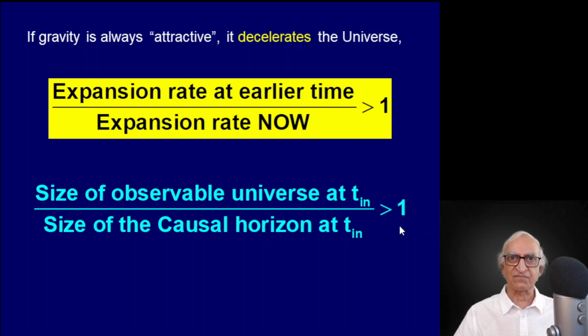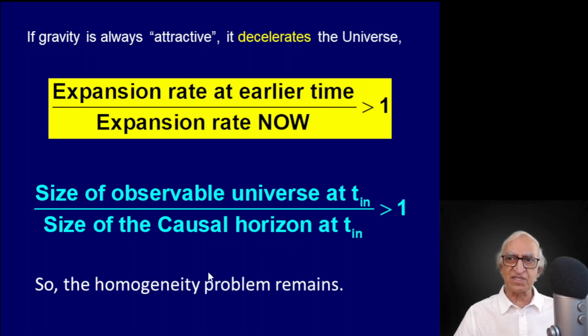All right, fine. So this is the predicament we find ourselves in. The size of the observable universe, no matter how early you look, how further back in time you look, is always larger than the size of the causally connected region at that time. So the homogeneity problem remains as long as gravity was attractive in the past.